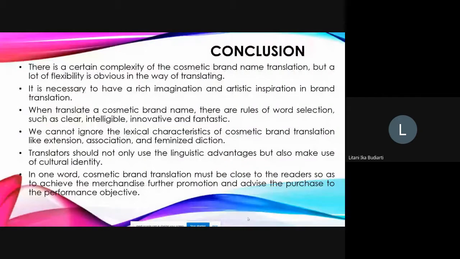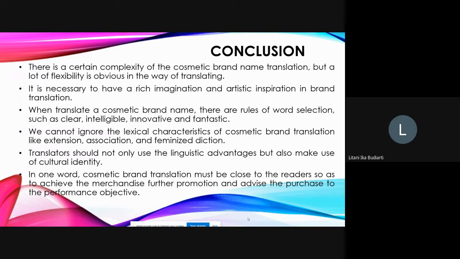And this is the conclusion. There is a certain complexity of cosmetic brand name translation, but a lot of flexibility is obvious in the way of translating. It is necessary to have rich imagination and artistic inspiration in brand translation. When translating a cosmetic brand name, there are rules of word selection such as clear, intelligible, innovative, and fantastic. We cannot ignore the lexical characteristics of cosmetic brand translation like extension, association, and feminist diction.